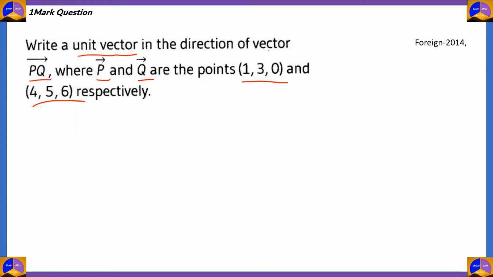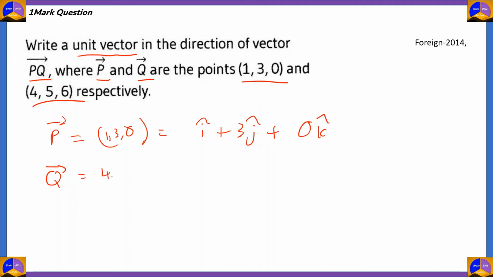So over here, we're given the coordinates of the points P and Q. We can write the coordinates as position vectors. For P, the coordinates are 1, 3, 0, so the position vector is i cap plus 3j cap plus 0k cap. For Q, which has the coordinates 4, 5, 6, the position vector will be 4i plus 5j plus 6k. So for P, it is x1, y1, and z1, and for Q, it is x2, y2, and z2.